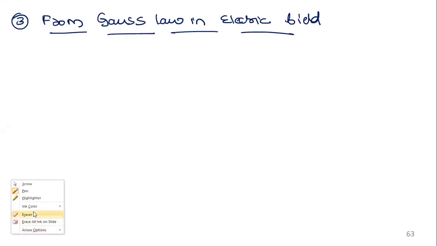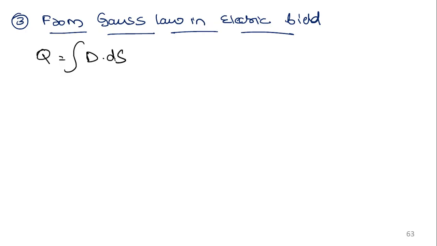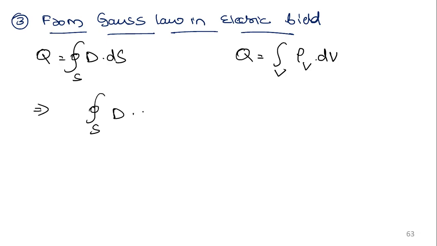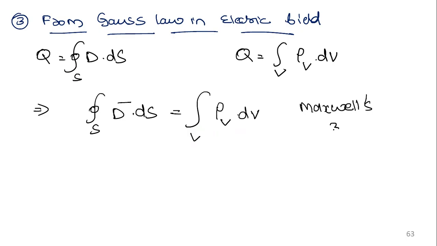Now we will see the Maxwell equation from Gauss law in electric field. So we already know this equation, Q is equal to integral over the surface D dot dS, and we know that Q is equal to integral over V rho V dV, where rho V is the volume charge density. Then we can combine them and write integral over S D dot dS is equal to integral over V rho V dV, and this is the Maxwell's third equation. So what does that say?